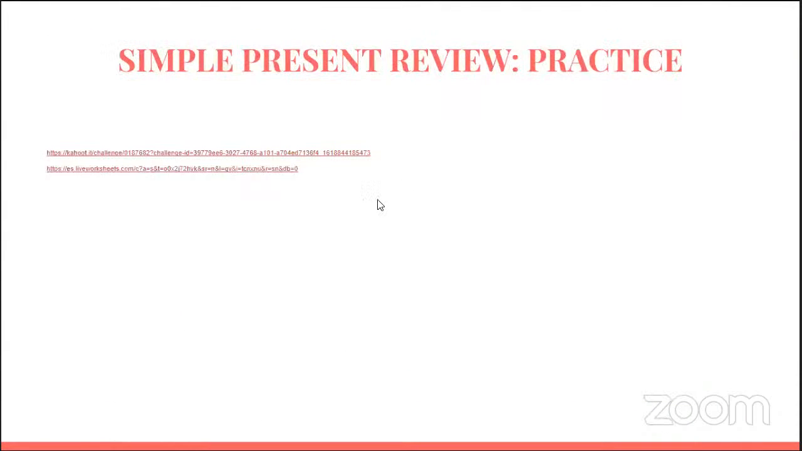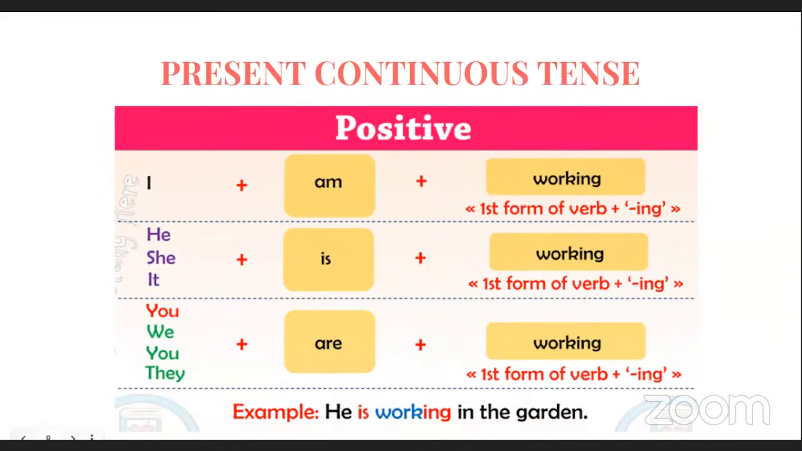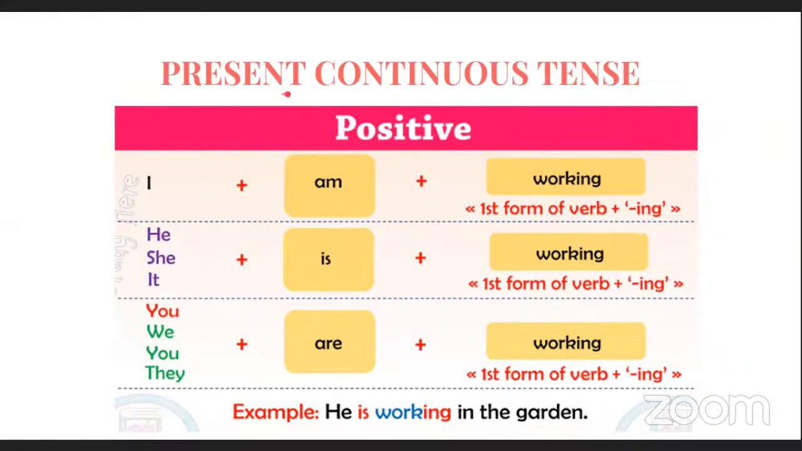All right. So, the next thing we are going to review specifically is the use of the present continuous. As we said before, whenever we are talking about the present continuous tense, we are going to be using the verb to be, according to the subject, and always a verb in the ing form. Here we have an example of an affirmative form. Please, can you read the example? He is working in the garden. Thank you. Yes, that's an affirmative.